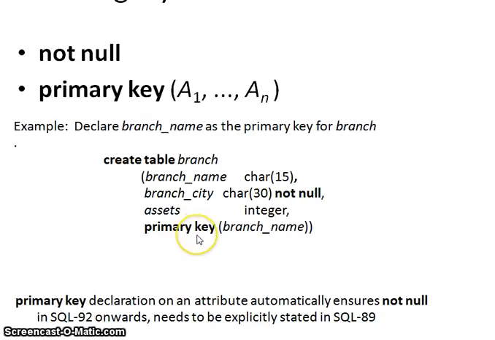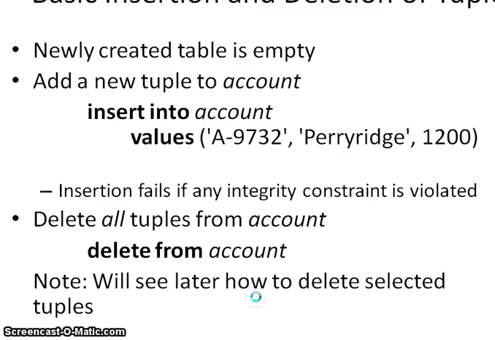Primary key I would like to specify as another constraint on the relation, that is, branch name is made a primary key here. Here the explanation is given: a primary key declaration on an attribute automatically ensures not null in SQL 92 onwards, and it needs to be explicitly stated in SQL 89.